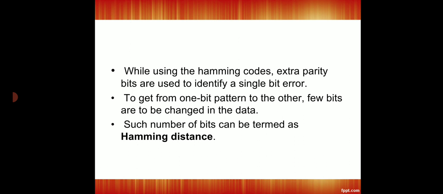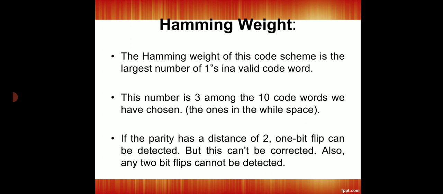While using Hamming codes, extra parity bits are used for identifying a single bit error. To convert one bit pattern to another, a few bits are changed in the data, which we call the Hamming distance. And Hamming weight is the largest number of ones in the invalid or valid code word.